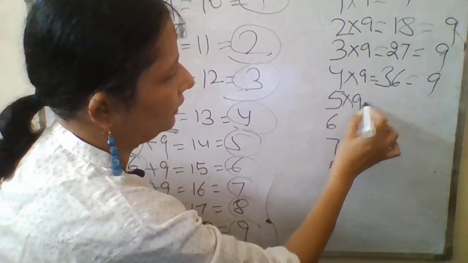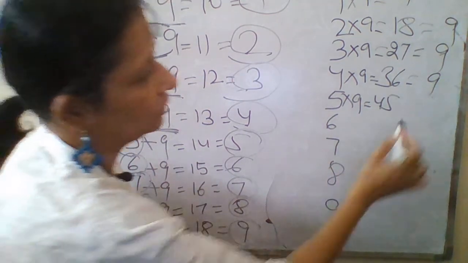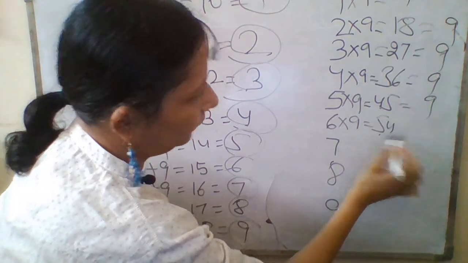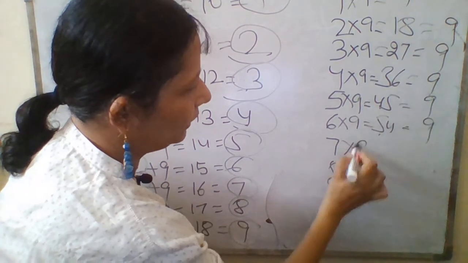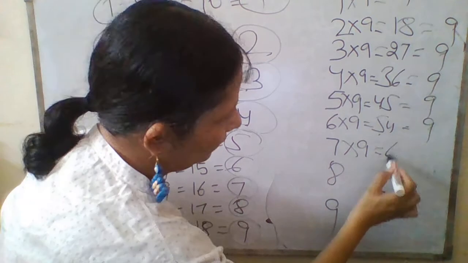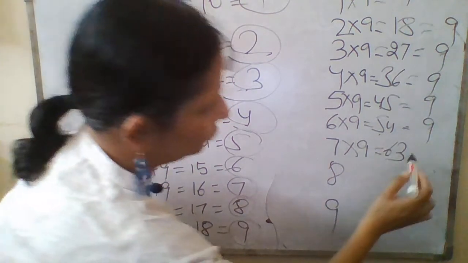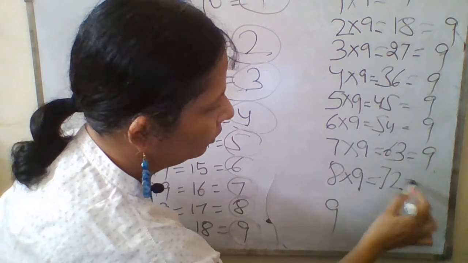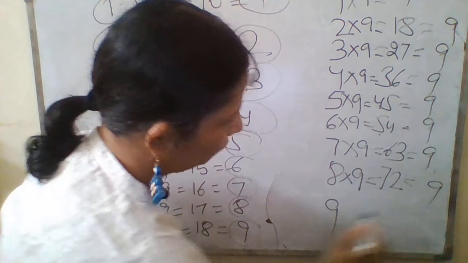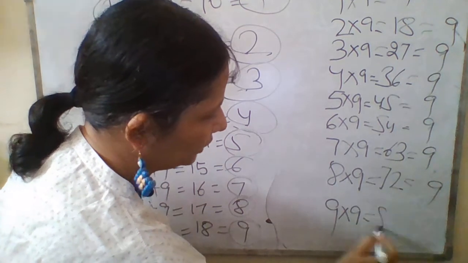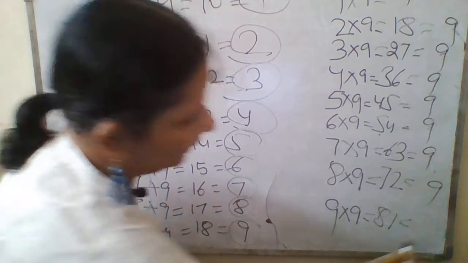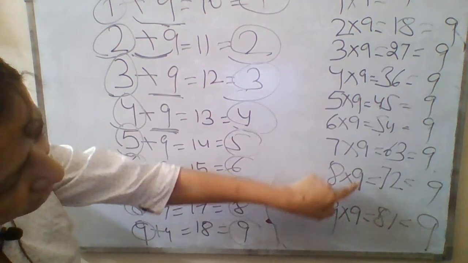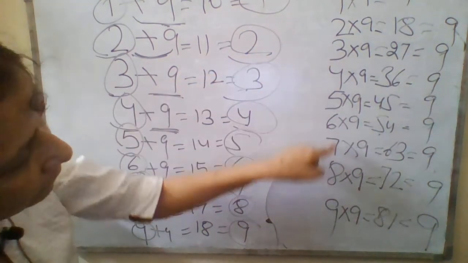5 multiply 9 is equal to 45. 4 plus 5 is equal to 9. 6 multiply 9 is equal to 54. So 5 plus 4 is equal to 9. 7 multiply 9 is equal to 63. 6 plus 3 is equal to 9. 8 multiply 9 is equal to 72. 7 plus 2 is equal to 9. 9 multiply 9 is equal to 81. So 8 plus 1 is equal to 9. So see, you have done the multiplication of 9 with these numbers.